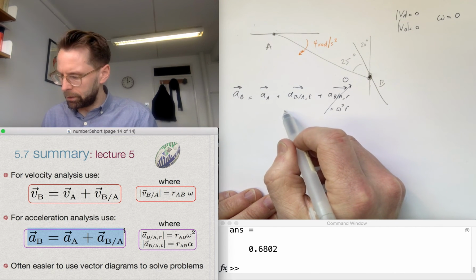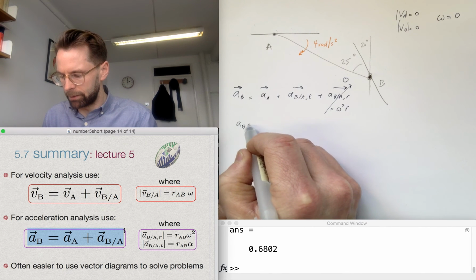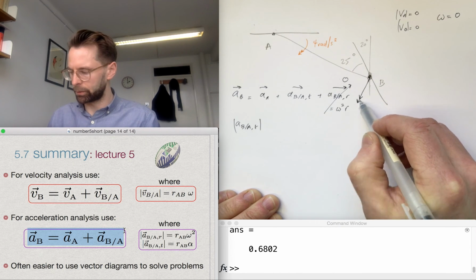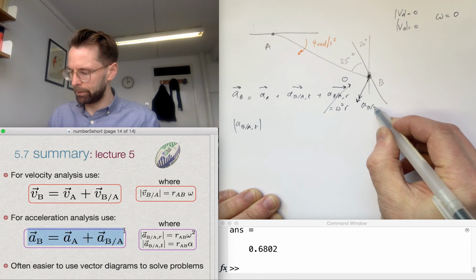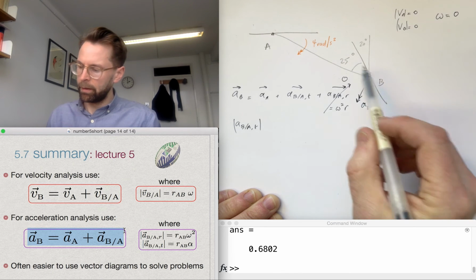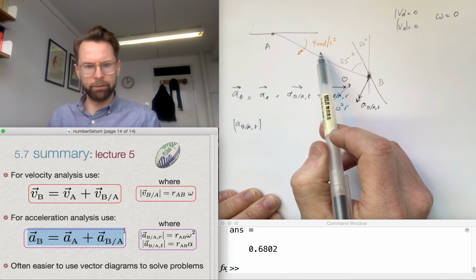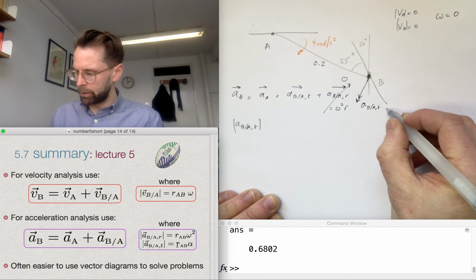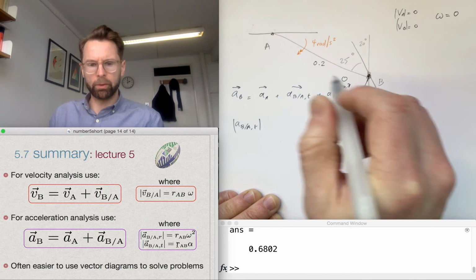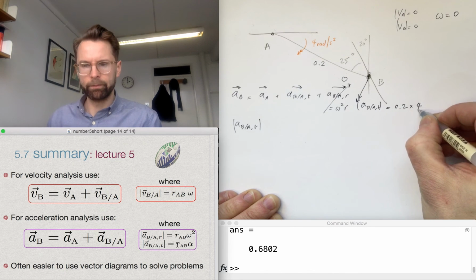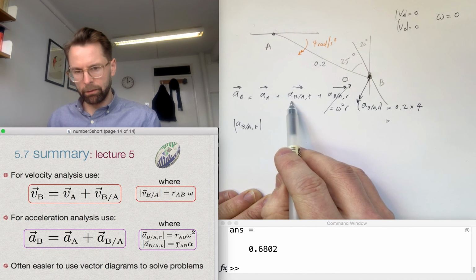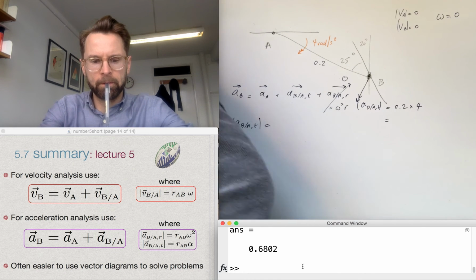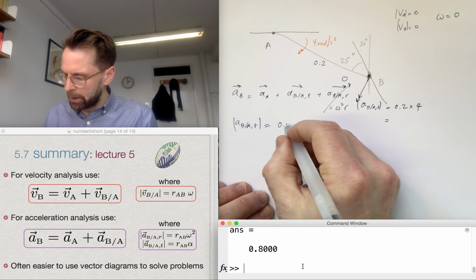We do know what the magnitude of this is. We know what the magnitude of the acceleration of B relative to A in the tangential direction is. So this is going to create an acceleration down here. That's what this component is, and that's generated by this angular acceleration, and the magnitude of it is given down here. It's the length of the link, which is 0.2. So the magnitude is equal to 0.2 multiplied by the angular acceleration, which is 4. So the magnitude of this is 4 times 0.2, which is 0.8 meters per second squared.